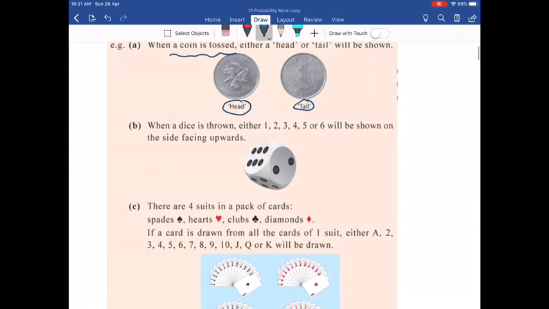Next, a dice is thrown. Then either 1, 2, 3, 4, 5, or 6 will be shown. And the chances of 1 and 2 are equally likely. We say that they are equally likely. If not, then it is not a fair dice.